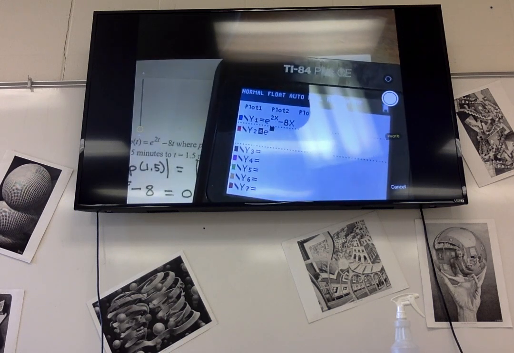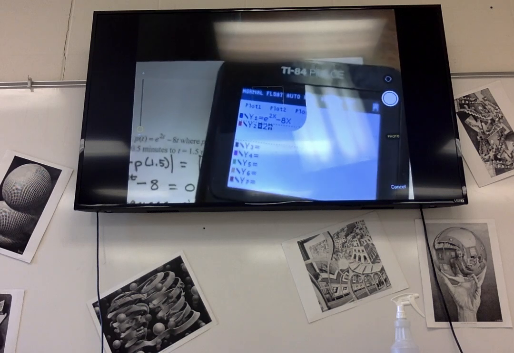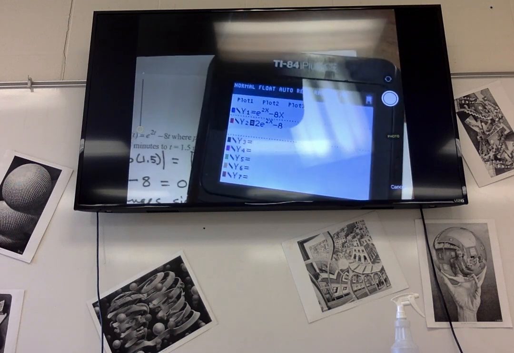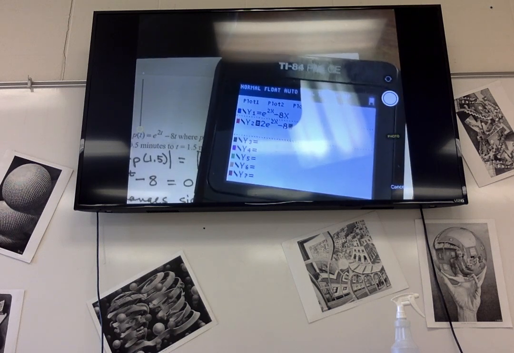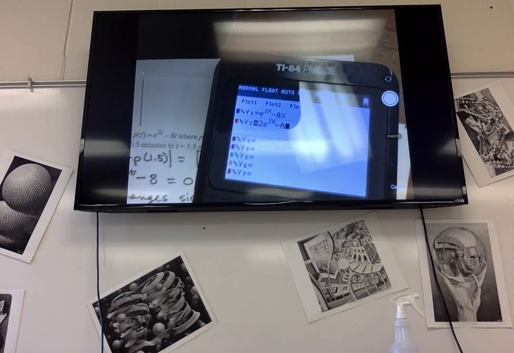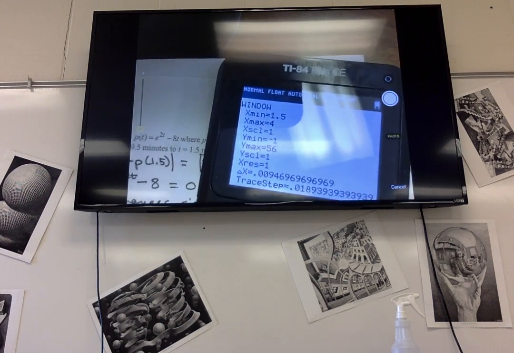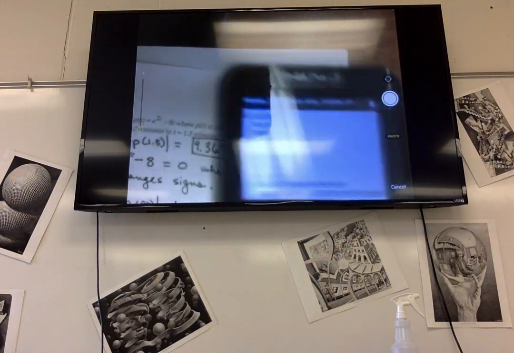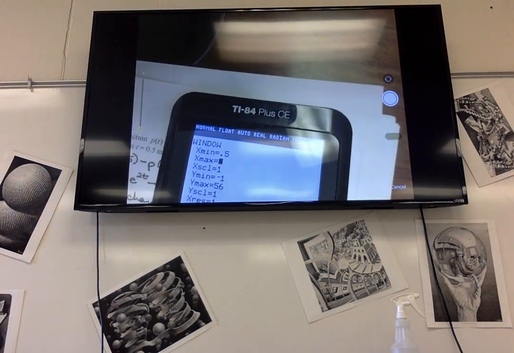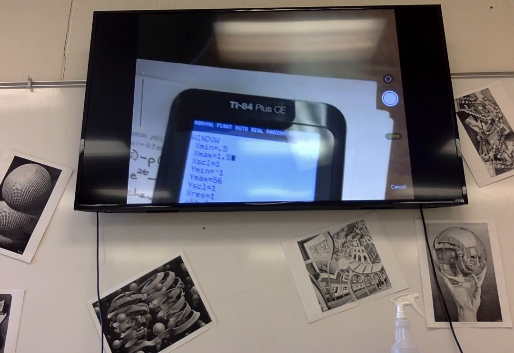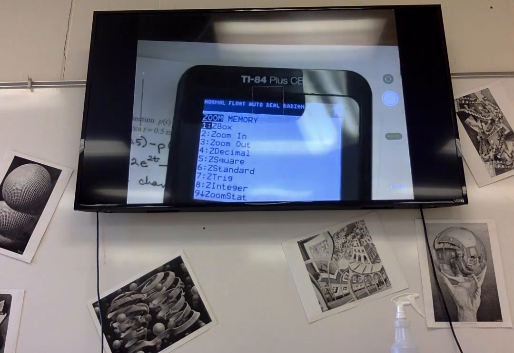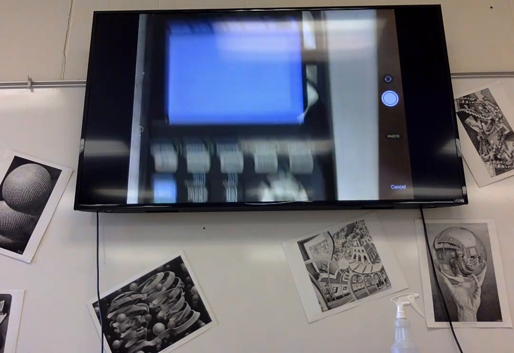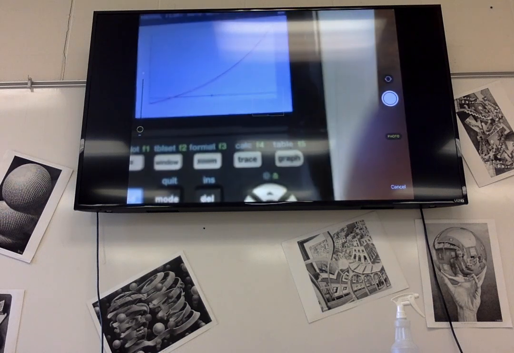So 2e to the 2x minus 8. Oh, it's red, because it's on the second one. And it does change direction. My window is going from 0.5 to 1.5, and I'm going to hit zoom 0 so that it'll set the window nice and neat for me. It changes once. Yes, we can see that it changes directions.